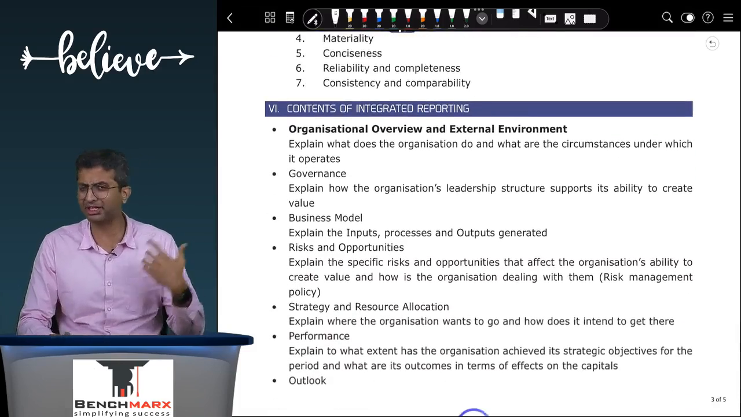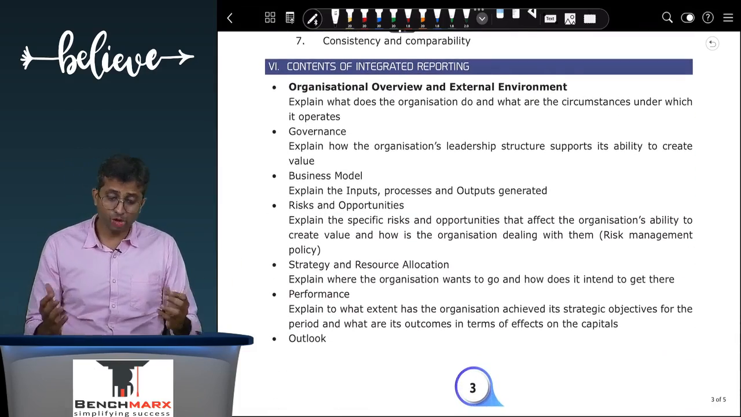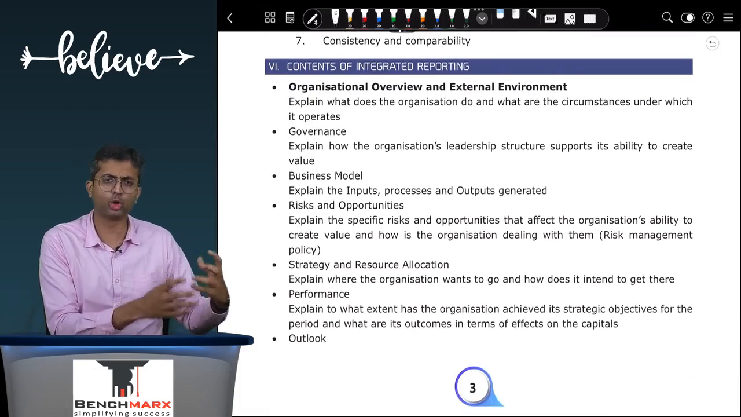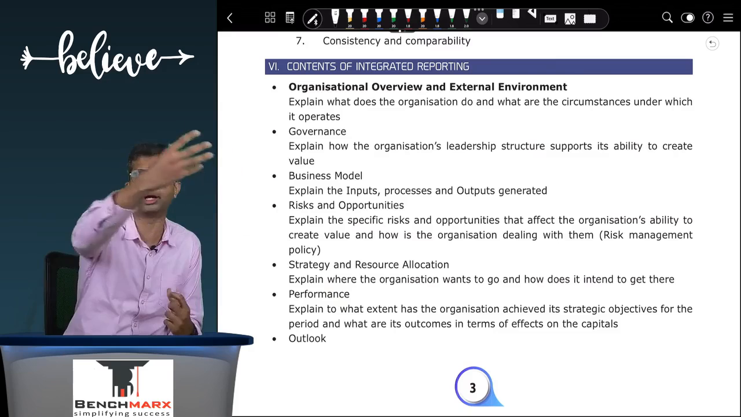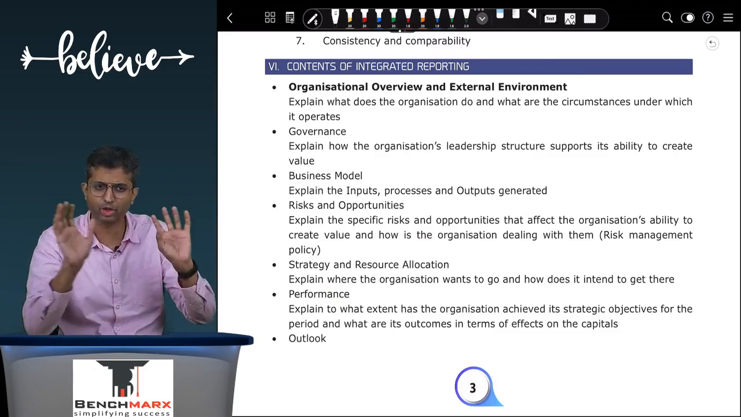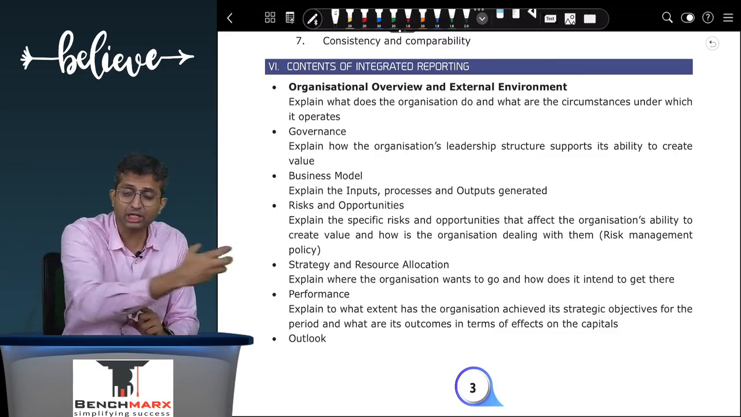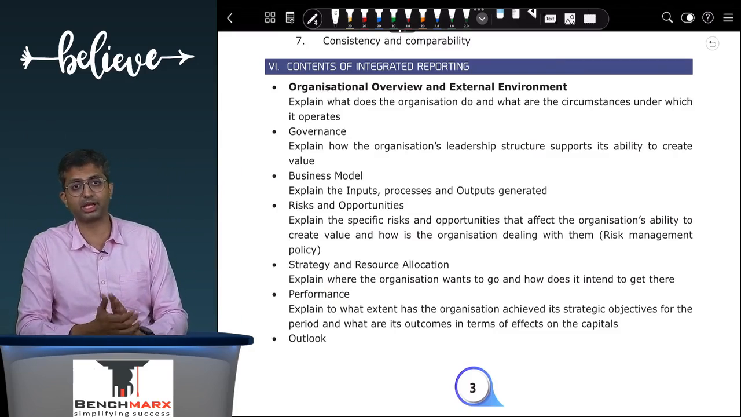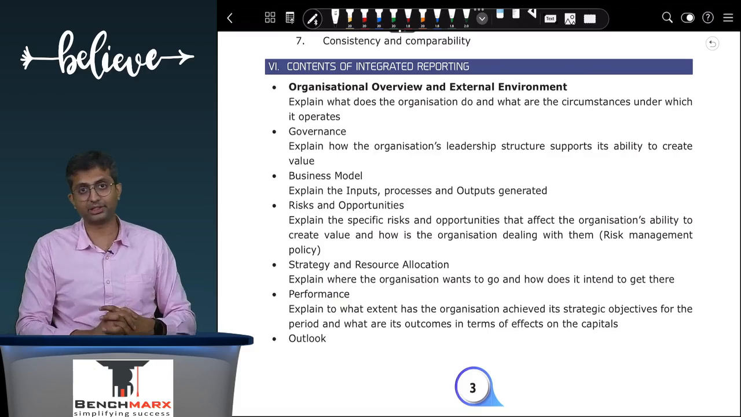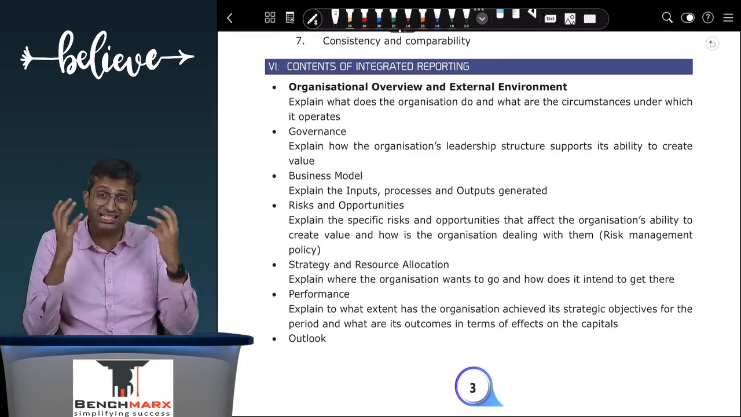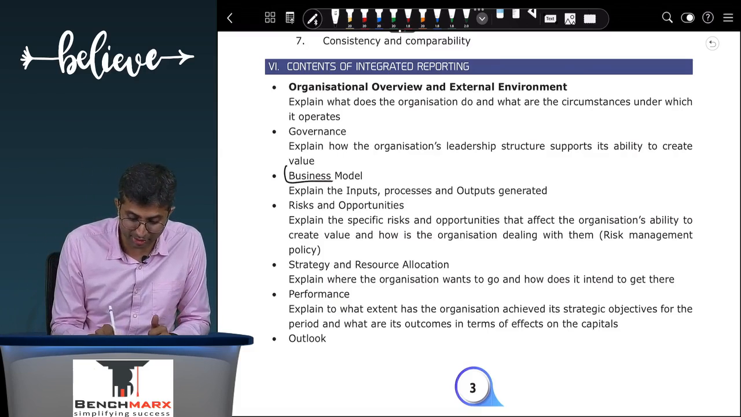In terms of contents of an integrated report, you should first show the organizational overview and give details about the external environment. So you will give your board of directors, your organization structure, and the competitive landscape and external environment in which you operate. Second, the governance of the entity. And third, a very important business model. This is something which is extremely important.